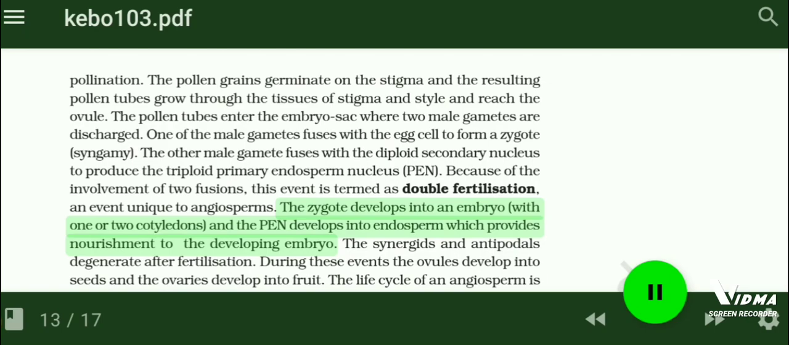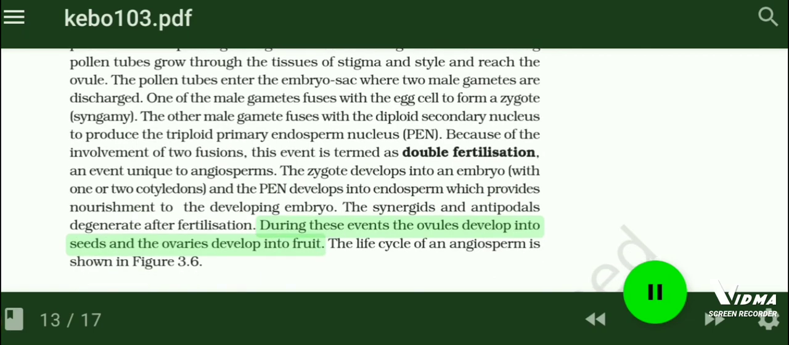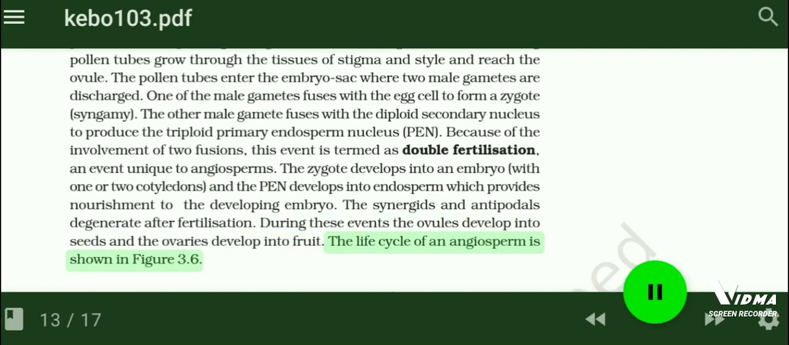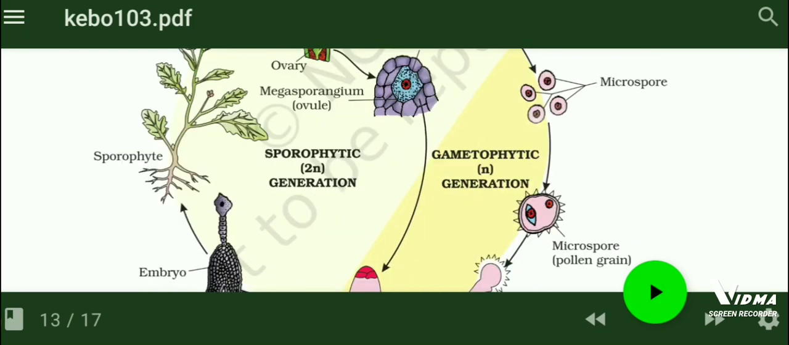One of the male gametes fuses with the egg cell to form a zygote, syngamy. The other male gamete fuses with the diploid secondary nucleus to produce the triploid primary endosperm nucleus, PEN. Because of the involvement of 2 fusions, this event is termed as double fertilization, an event unique to angiosperms.